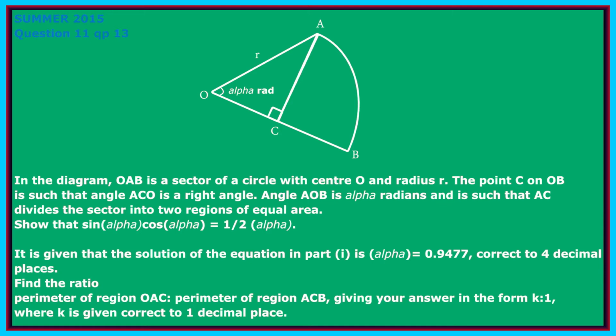It is given that the solution of the equation in part I is alpha equals 0.9477, correct to 4 decimal places. Find the ratio of the perimeter of region OAC to the perimeter of region ACB, giving your answer in the form K is to 1, where K is given correct to 1 decimal place. Then find angle AOB in degrees.